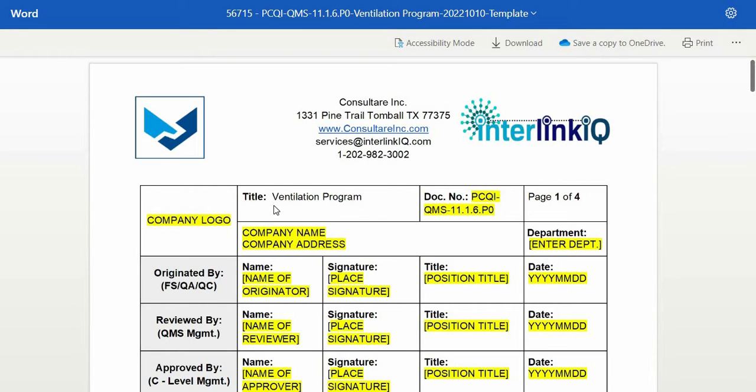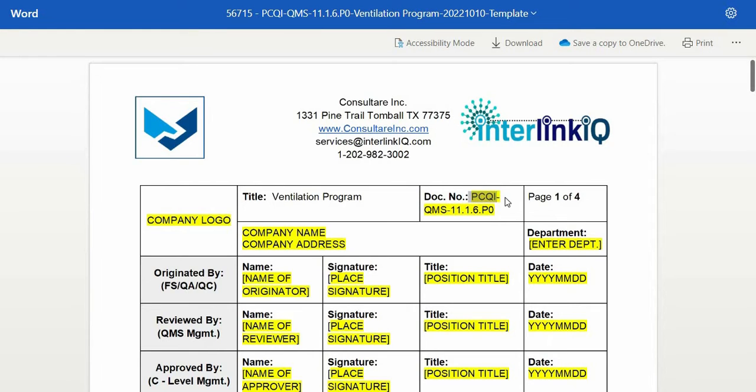To conduct a document review utilizing the ventilation program under the SQF Module 11.1.6, first check if the document title matches the uploaded file name on the dashboard. In this instance, we do have the same titles as the ventilation program. Next, both must have the same document code. For this example, we do have 11.1.6P0.